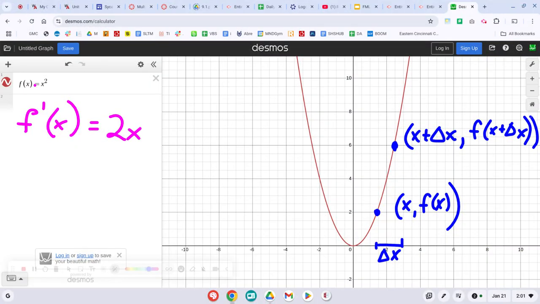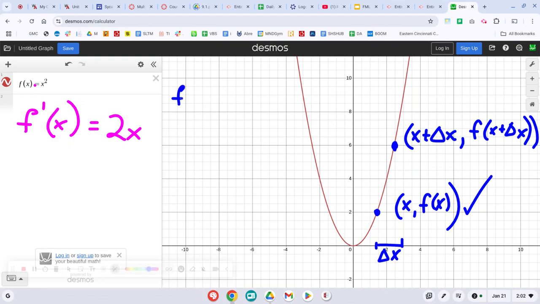I highly recommend you pause the video if you're getting intimidated and just look at what we've done. We've taken any point, x, comma, y. We've added a little bit to it, and then we put that back in our function, and that gave us a new point.